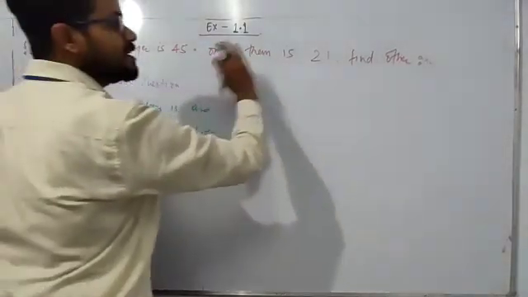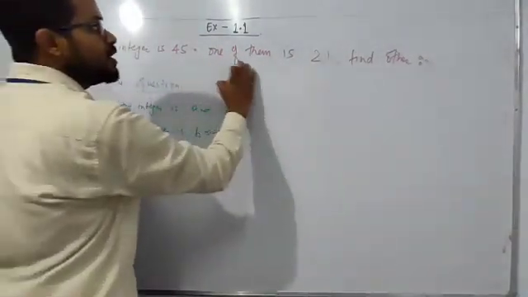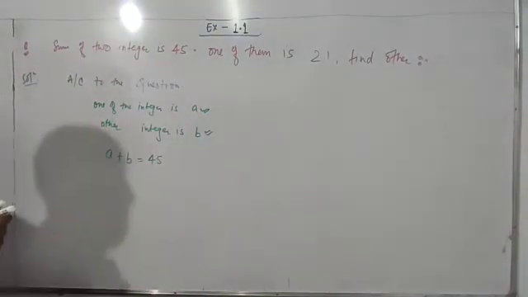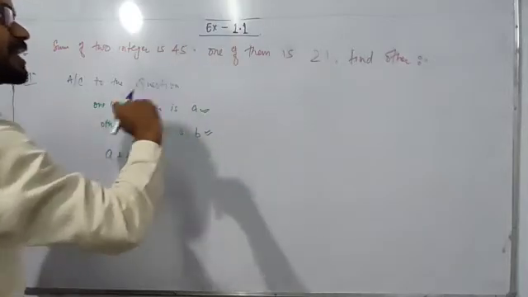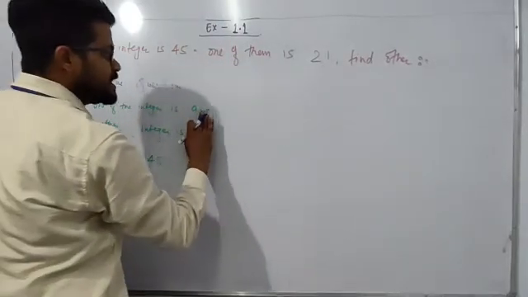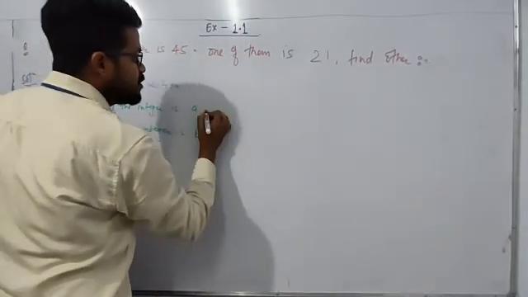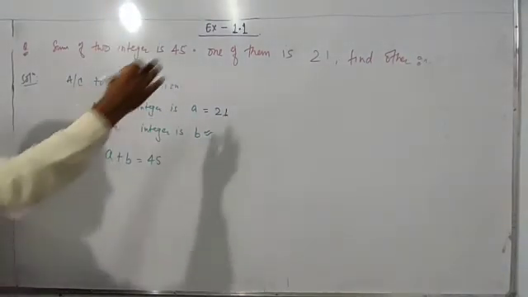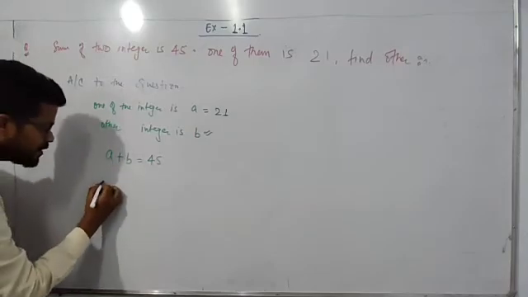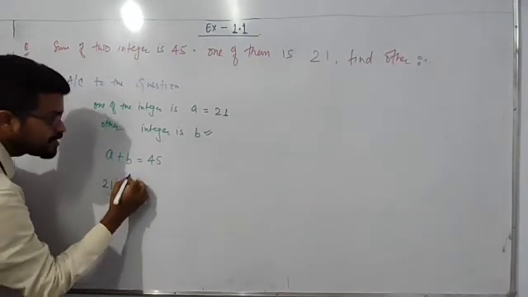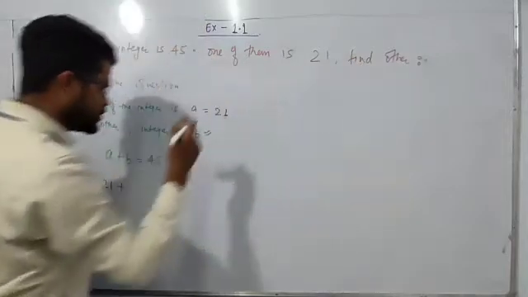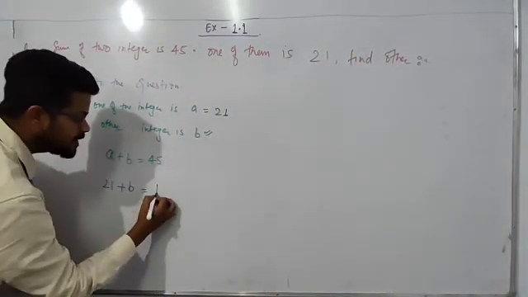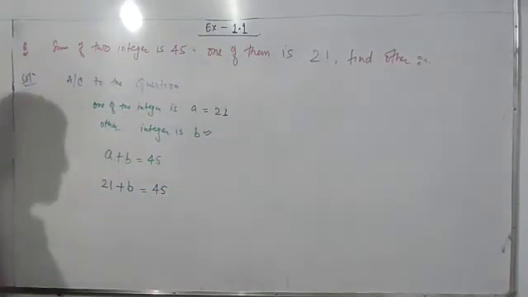Now read the next part of the question. One of them is 21. In the question, one integer's value is given, which is a. The value of a is what? 21. One of the integers is given. Put this value here: 21 plus, find the other. We don't know the value of b. So this is 21 plus b is equal to 45.